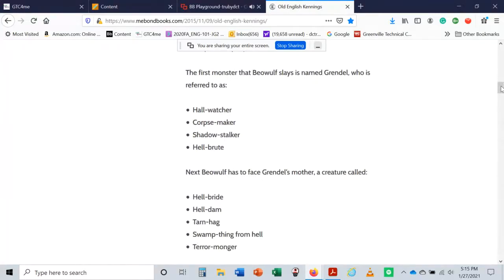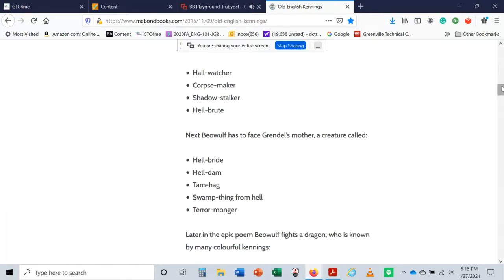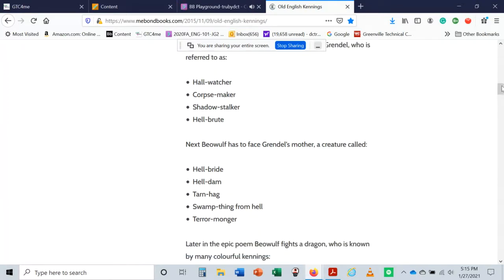Going down, she does a nice job of explaining what is being described. Hall Watcher, Corpse Maker, these are kennings used to describe Grendel. Shadow Stalker, Hell Brute. If you're interested in the religious imagery and the religious themes in the epic, something like Hell Brute obviously has religious connotations. That might be something you would want to explore, as does Hell Bride to describe Grendel's mother.